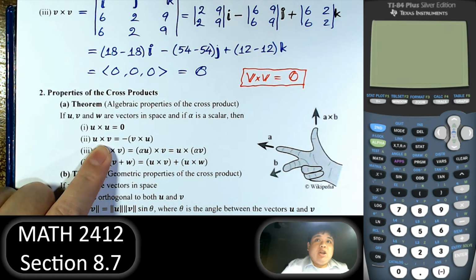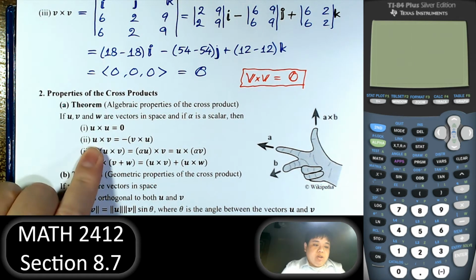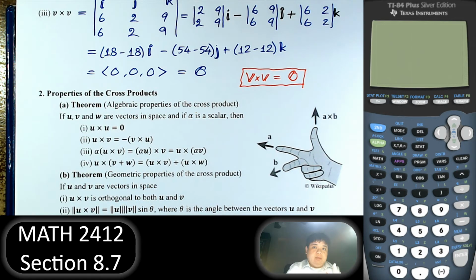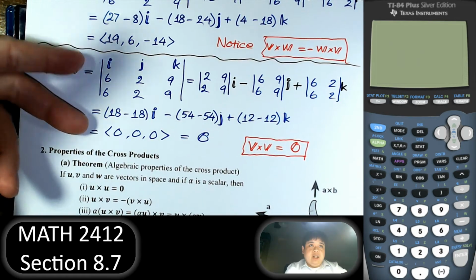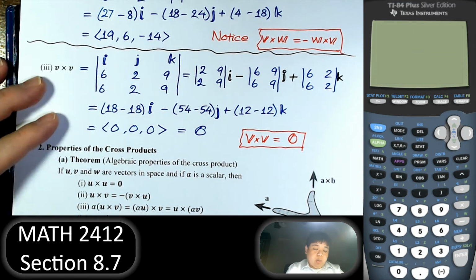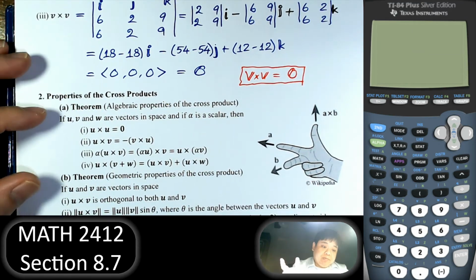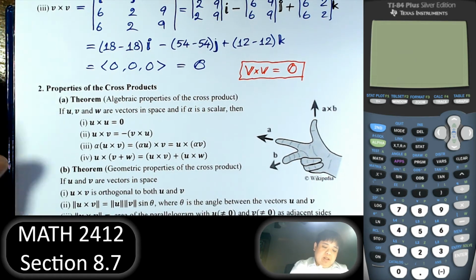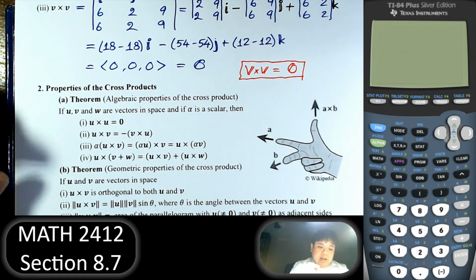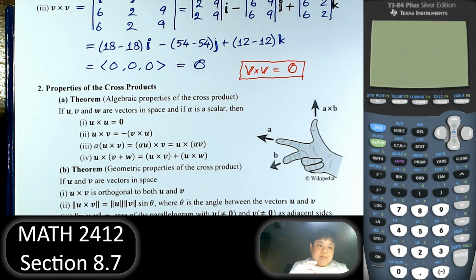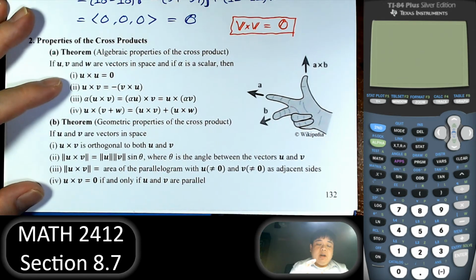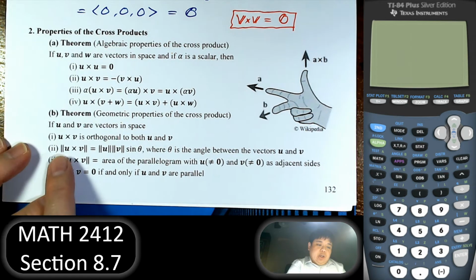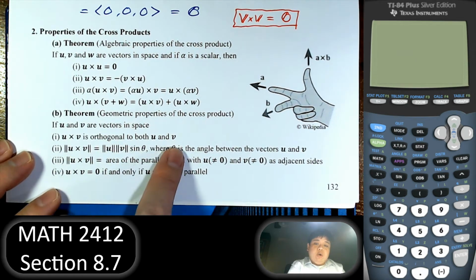Cross product is not commutative. U cross v is equal to negative v cross u. So if we change the order of the vectors, if we change the two rows in the determinant, we're going to have the opposite of what we have. And then the distributive properties, we still have that. So that is the algebraic interpretation of the cross product. Now the geometric properties of the cross product. U cross v is orthogonal to both u and v.